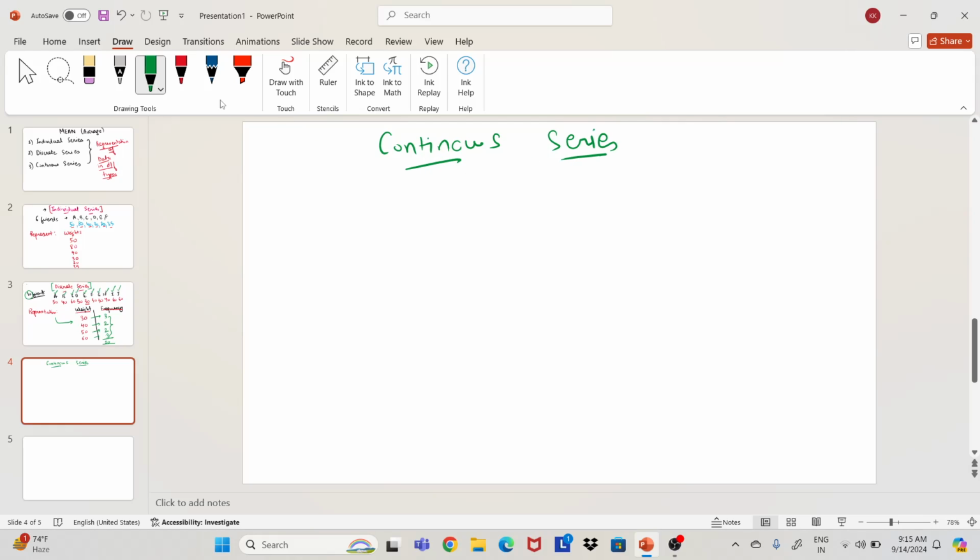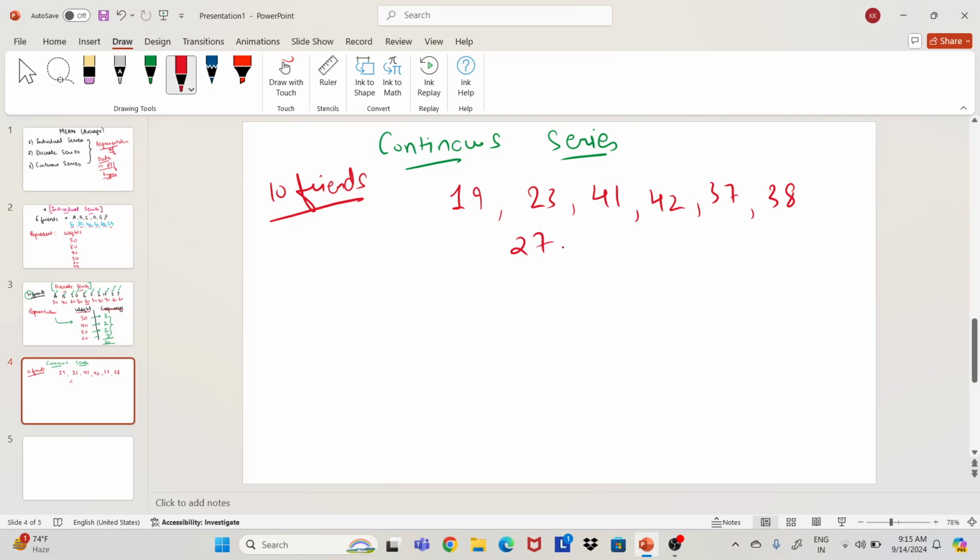Let's see what continuous series means. Again, I assign you the same task: there are 10 friends and we need to know their weights. The responses given by them are 19, 23, 41, 42, 37, 38, 27, 28, 54, and 57. So these are the responses that you get. Now, what does continuous series mean?